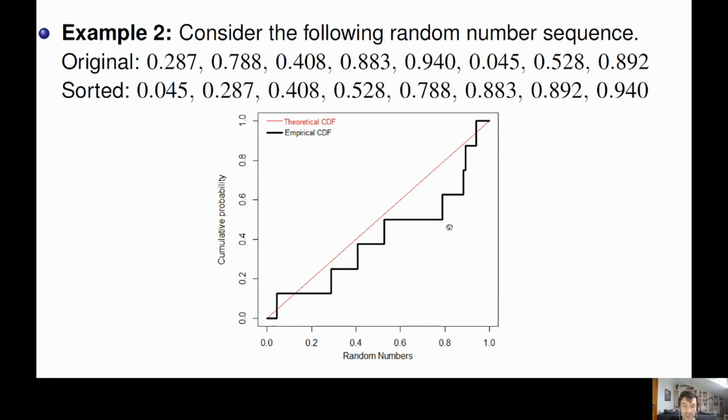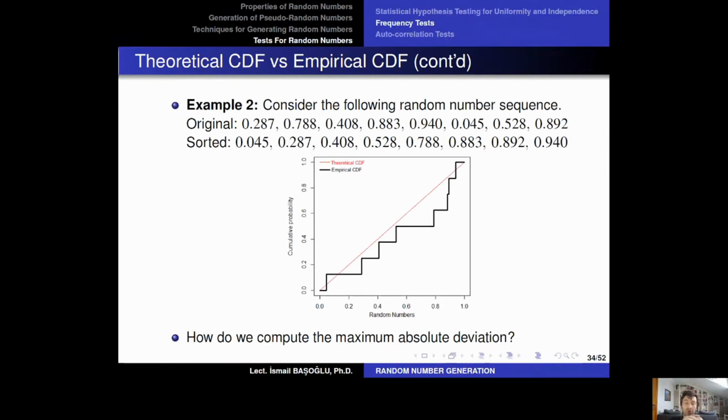This time, the maximum deviation is, I think, observed around here or maybe here. Okay, most probably it is around here, but it may also be here as well. So by looking at the figure, the value where we observe the maximum deviation between both CDFs is not easy to determine by looking at this picture. So we need to develop a methodology, an algorithm, to identify this maximum deviation.